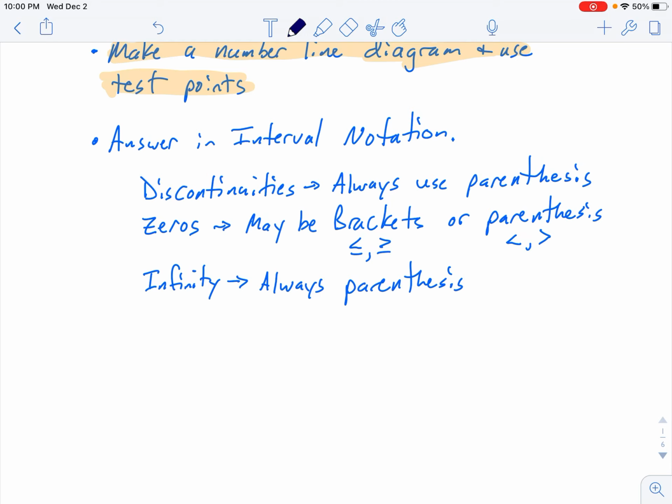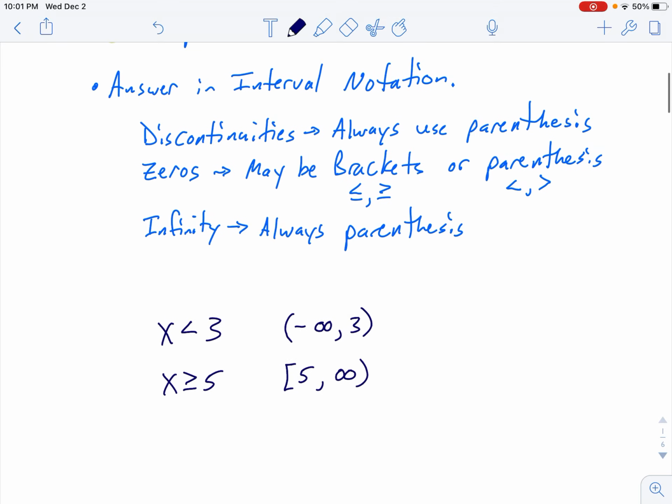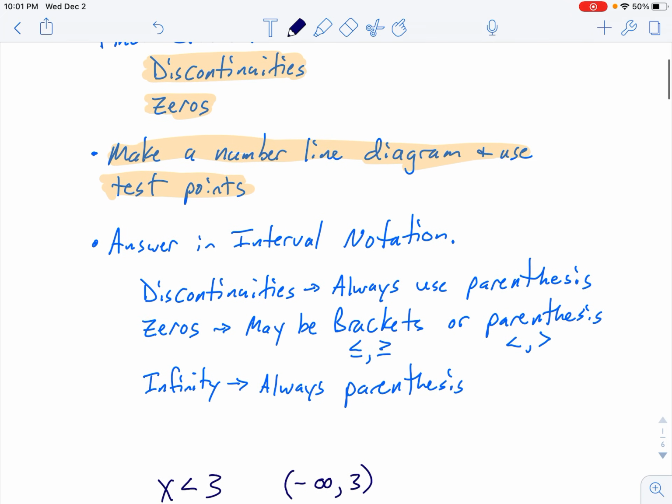So there are two types of notation we went over at the beginning of the year. There's inequality notation, so you could have a final answer that's like, oh, x is less than 3. There's my final answer. That's inequality notation. Interval notation, if you recall, looked like this. X less than 3 would translate to negative infinity to 3 with a parenthesis. If you had something like x is greater than or equal to 5, that would be bracket 5, comma, infinity. So we're going to be using that notation. It's been several weeks since we've done it. It's coming back. Now, the discontinuities, that's the numbers that make the denominator equal 0.